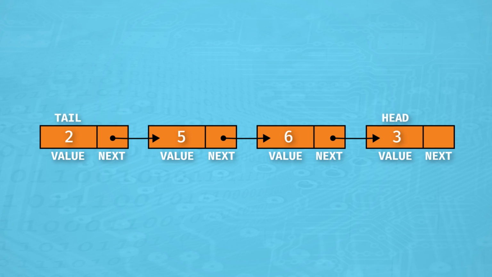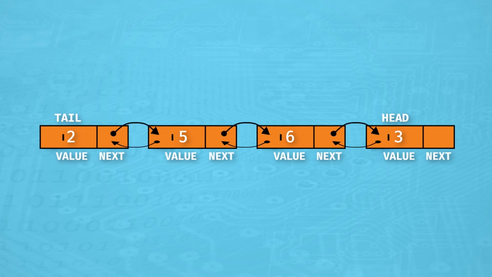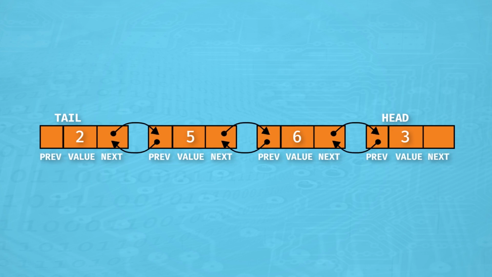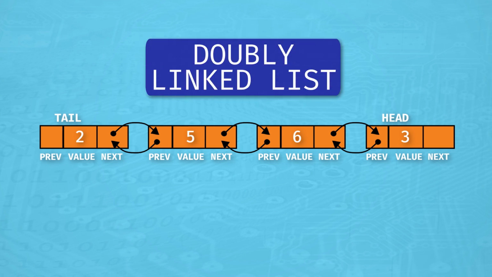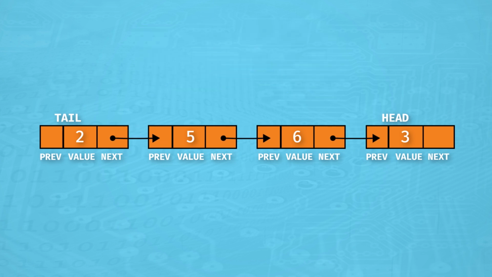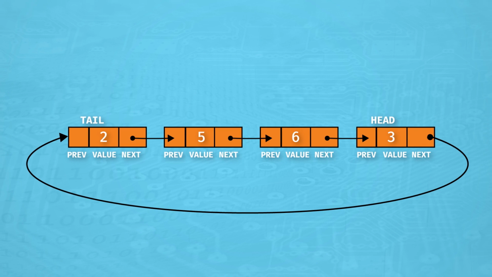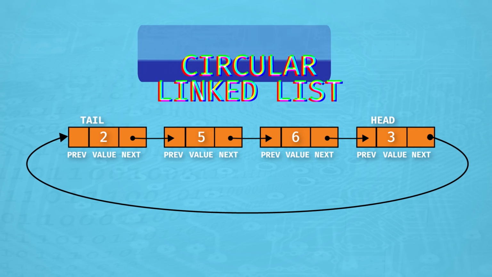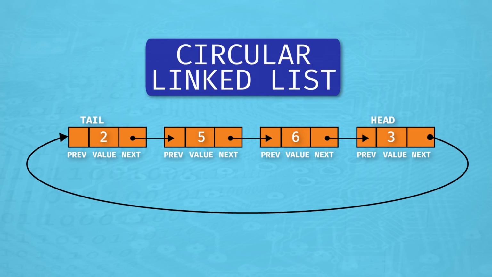There are a few variations of linked lists. Nodes in linked lists can also have a reference to the previous node, like so. We call this a doubly linked list. Also, the tail of the linked list can connect to the head of the linked list. We call these circular linked lists. We'll learn to build and use these in this module.